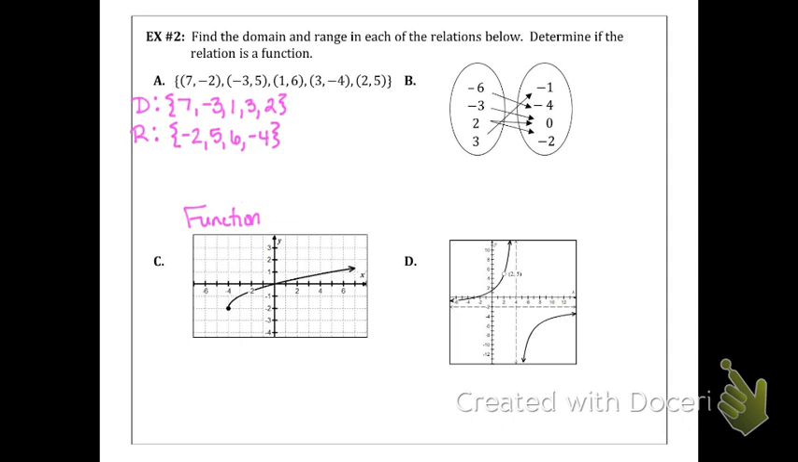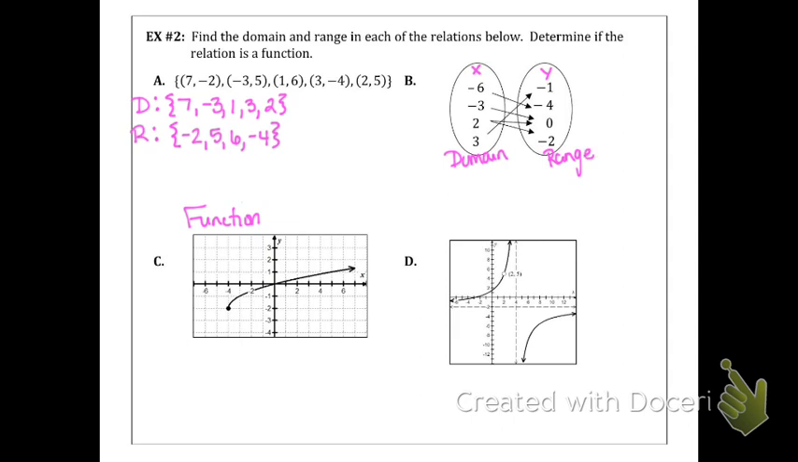For B, B is mapping. And so we can see that our x's are on the left, our y's are on the right. And the arrows in between them tell us which x goes with which y. Because all of those x's are being used, we could say that that is our domain. All the y's are being used, so therefore that's my range.